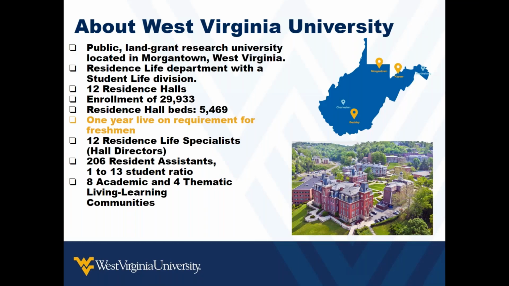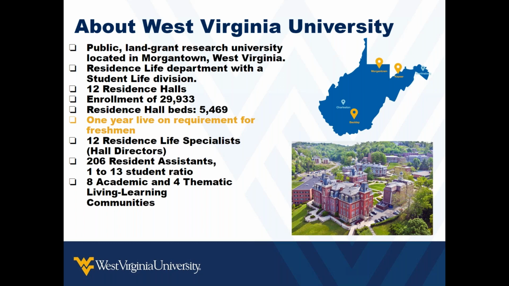So let's talk a little bit about the setting here at West Virginia University so you can have some context in comparison to your institution. We are a public land-grant research university. We have a residence life department that is situated under a student affairs, student life division. We do have a student services model. We have 12 residence halls. Our enrollment is right below 30,000, with our beds in our 12 residence halls a little over 5,000 there.